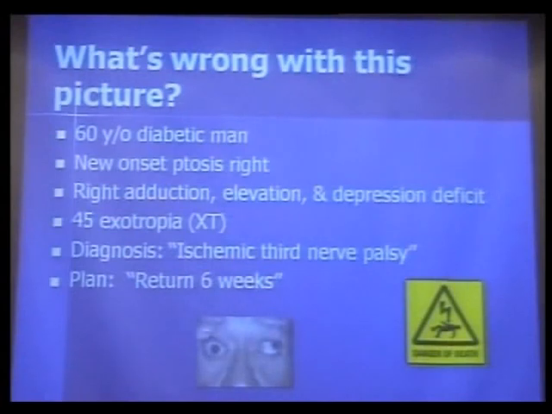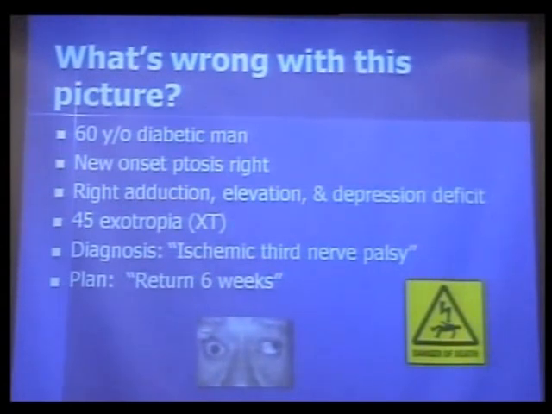60-year-old diabetic man, new-onset ptosis, adduction, elevation and depression deficit, 45 prism diopter exotropia. Diagnosis: ischemic third nerve palsy. Plan: return in 6 weeks. What's missing from the evaluation? The pupil exam. And you say, come on, who doesn't check the pupil? I can tell you, I see this exact scenario, no pupil exam, about once every 3 to 4 months, and it comes from my own retina service because they don't look at the pupil.